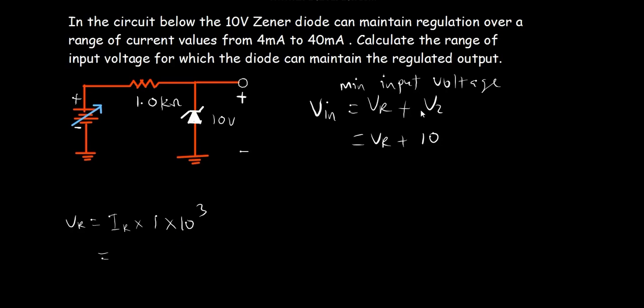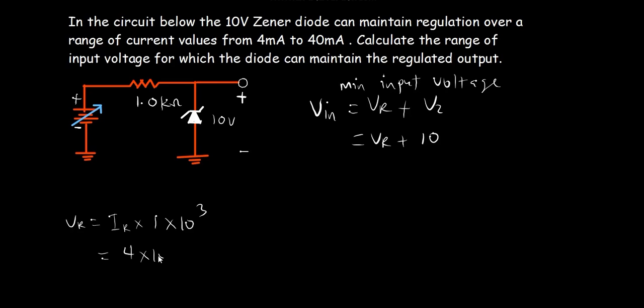For us to find the minimum input voltage, we need VR. To get VR, we are going to use the minimum current in the Zener diode, and then we can use that VR to solve for the minimum input voltage. We already know that the Zener diode is in series with this resistor, so the same current will flow through there since this side is open. When the current of 4 milliampere is flowing through the Zener diode, that same 4 milliampere will flow through the resistor. So what will then be the voltage drop across this resistor?